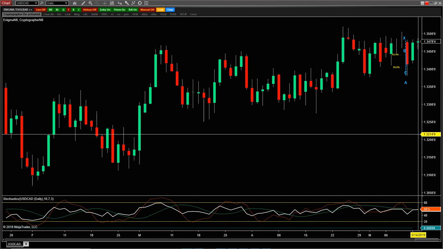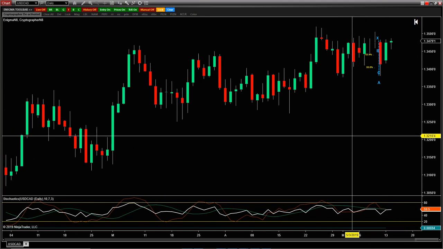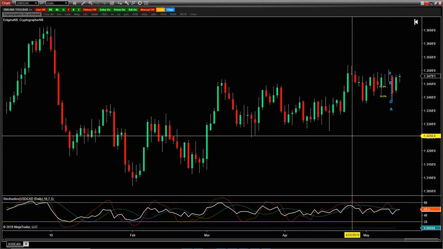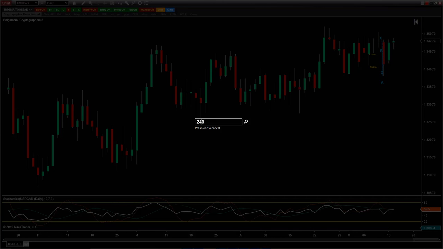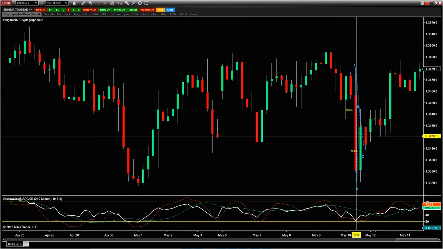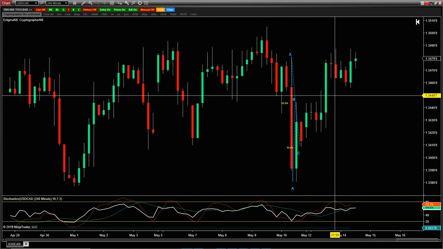It nipped my orders. It didn't fill me on pound yen. Dollar Canada, we're just consolidating. Nah, that's it. Consolidation. 4-hour chart, consolidating. 60-minute chart, consolidating. So, are there any other pairs or questions that you guys have for me before we shut things down for the day?